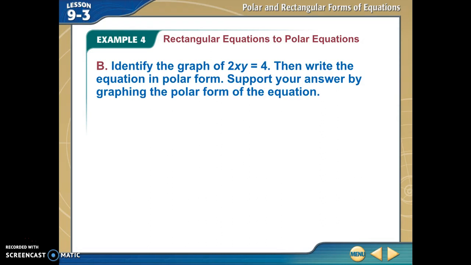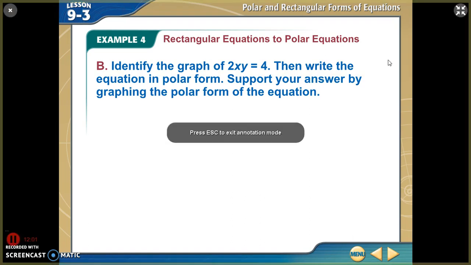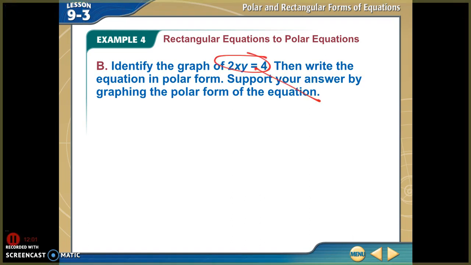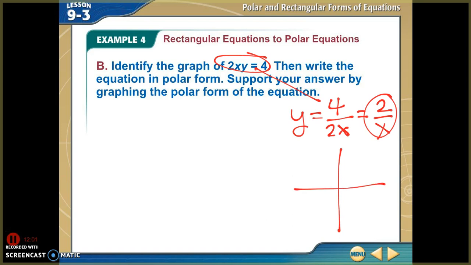Okay, we're going to look at this one and see what this looks like. So if I was to take our starting point and write it in terms of y, so divide by 2x, 2xy equals 4 becomes y equals 4 over 2x, I get 2 over x, and this is going to be a hyperbola. I'm going to have a vertical asymptote at 0. I can't plug in 0, and I'm going to get my graph that looks like this, where I have those horizontal asymptotes where it's going to 0 as x gets really, really big.